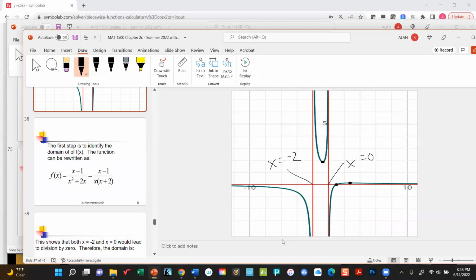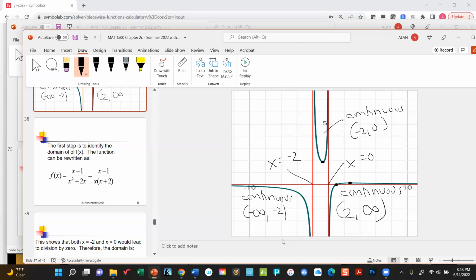So basically, you can see that the function is continuous everywhere from negative infinity up to, but not including, -2. It's continuous in this range from -2 to 0, but not including either one of them. And then here, again, from 0 to infinity. So it's actually continuous everywhere except for those 2 points, -2 and 0.